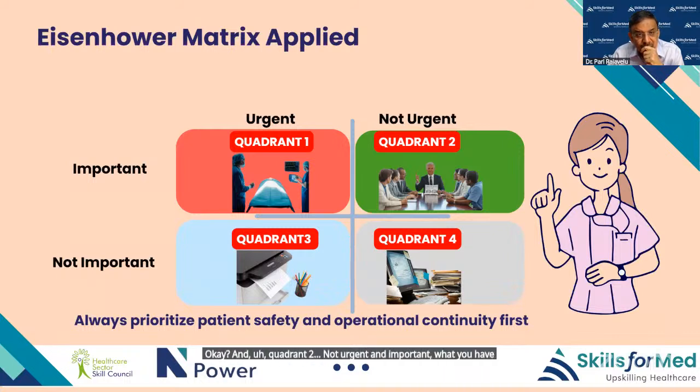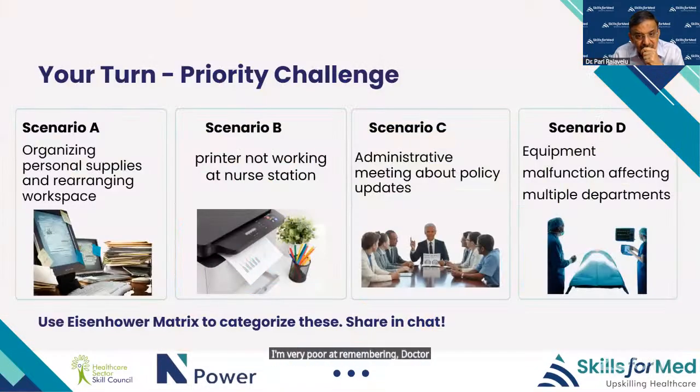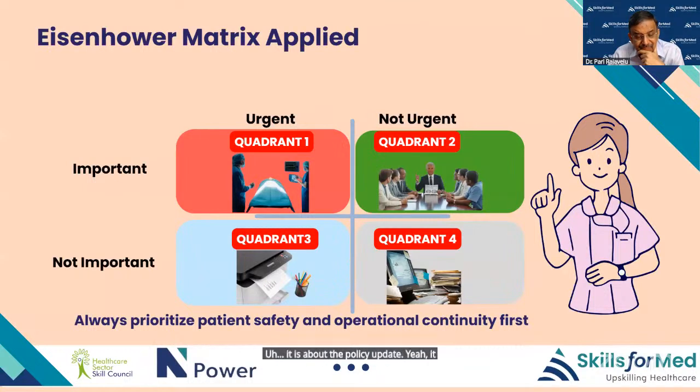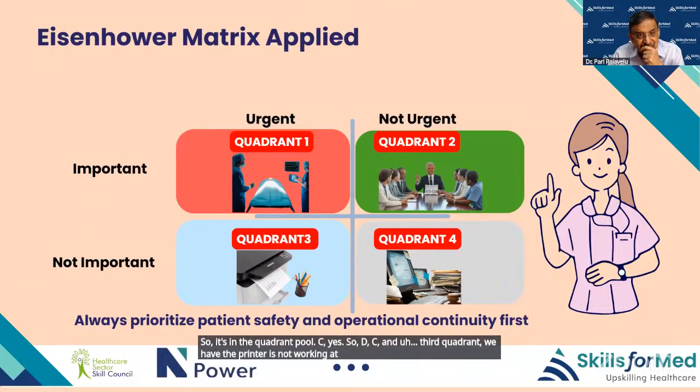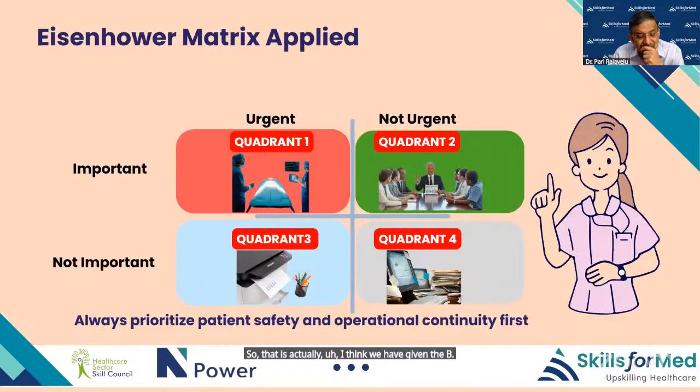What you have put forth here is, I think, option C. I'm very poor at remembering, doctor. I'm just going back. This is about the administrative meeting, the policy update. So that is quadrant 2, C. So D, C, and in the third quadrant we have the printer not working at the nurse's station. I think we have given that in B. So scenario B is not important, but it is urgent.